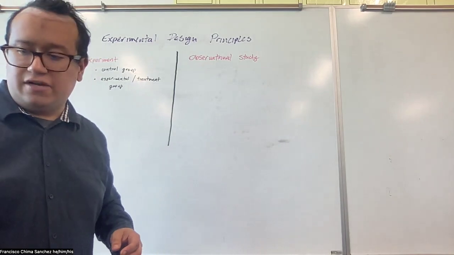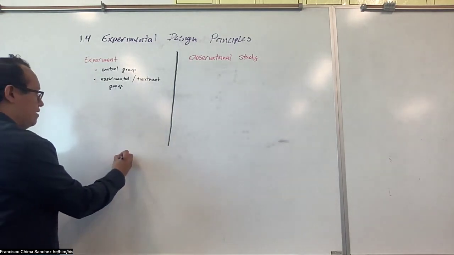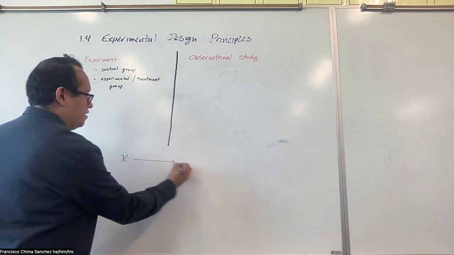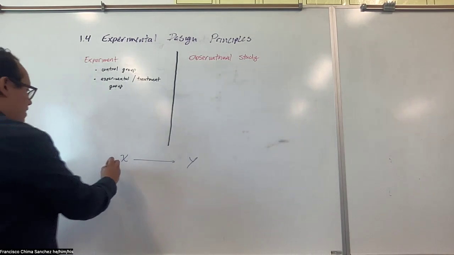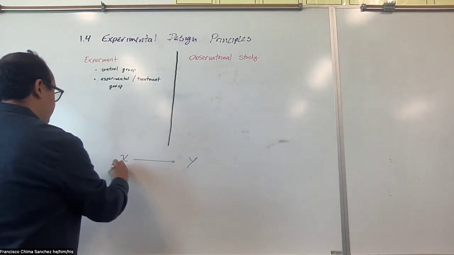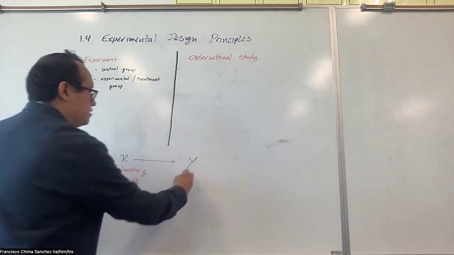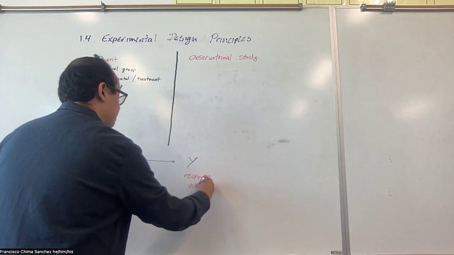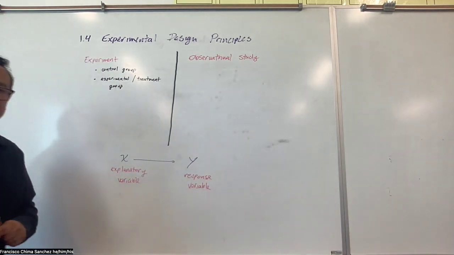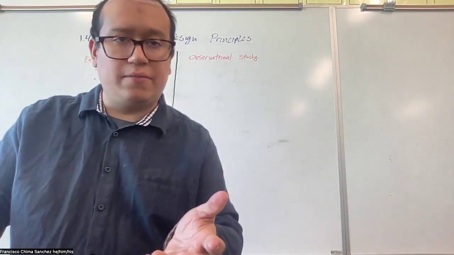The overarching framework here is that we're interested in seeing how one variable, say x, affects another variable, y, where we call the variable x the explanatory variable, and y is the response variable. But in an experiment, the explanatory variable has to be compared to a baseline. And that's where the control group comes in.